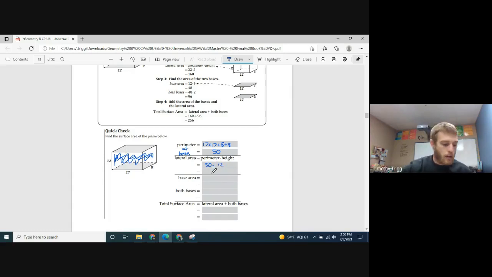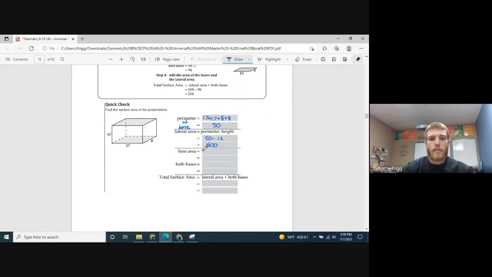And so our lateral area would be 600. So that tells me the area of all the lateral surfaces. So now I know the area of all the lateral surfaces. That's the area of not the bases, but all the other surfaces. Now let's figure out the area of the base.